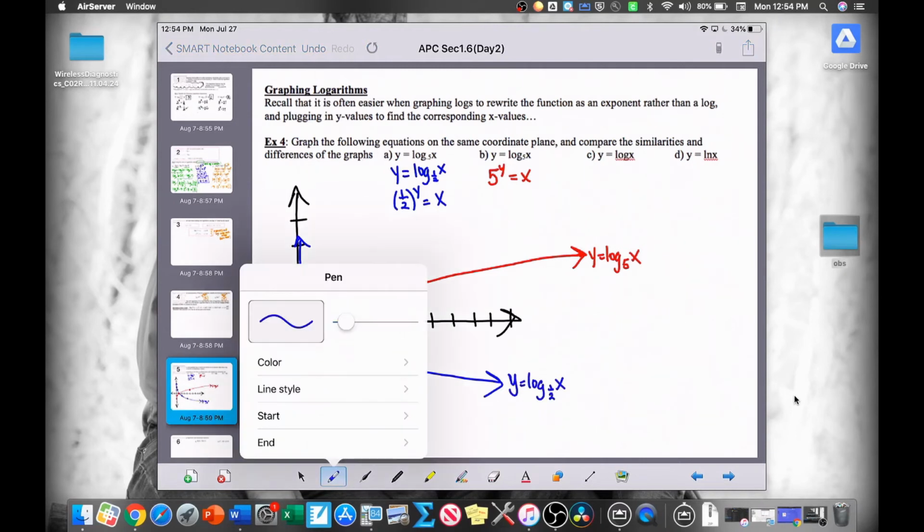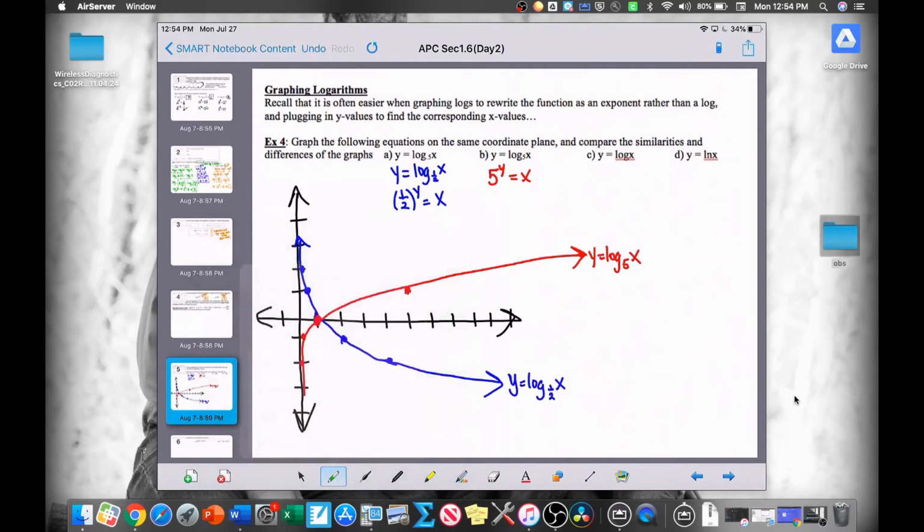All right, moving on to letter C. Letter C, I don't see a base, so then I know it must be 10. So if I rewrite this, this would be 10 to the y power equals x. So again, I'm doing the same thing, right? I'm just going to be plugging in numbers. So when y is 2, 10 squared is 100. So that's going to be some very large number out there somewhere. Way out here.